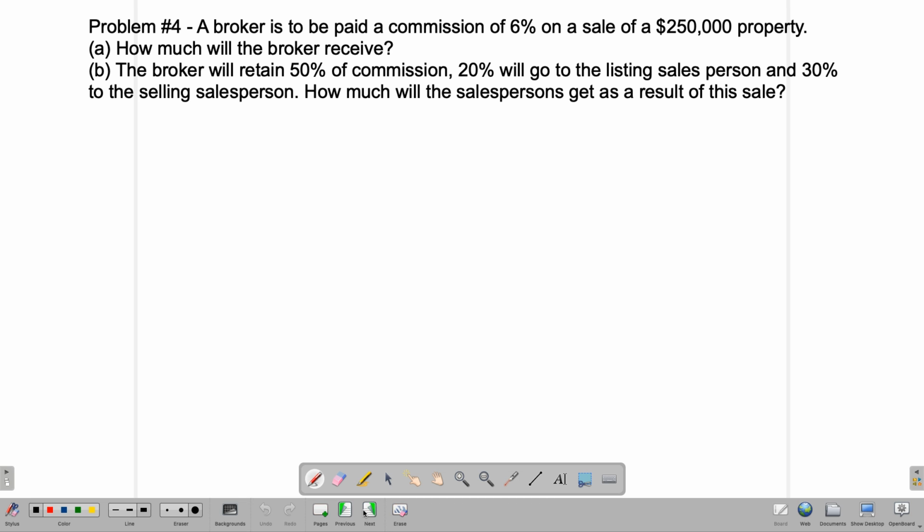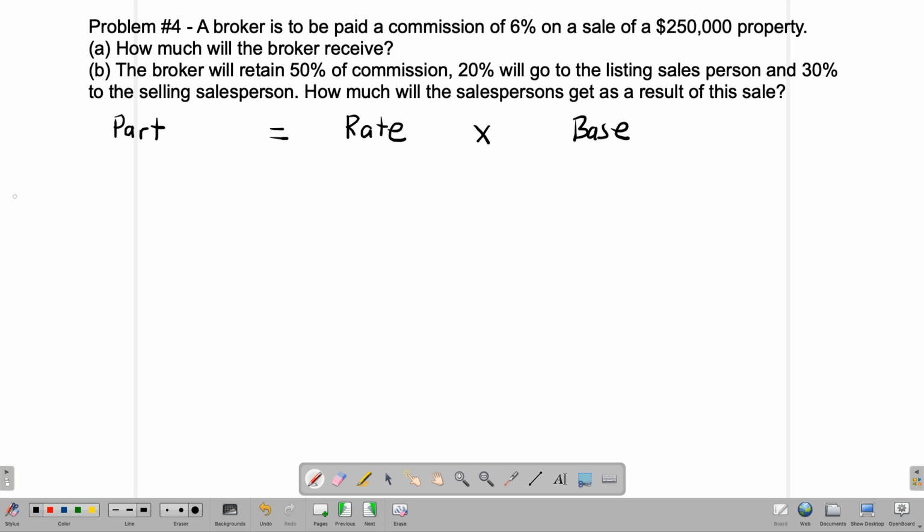So as we continue, let's show what we have for A. A asks how much the broker receives, and what we have to do is use the same equation. We have part equals rate times base.